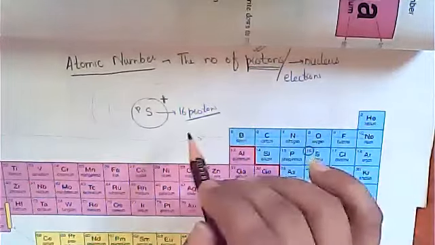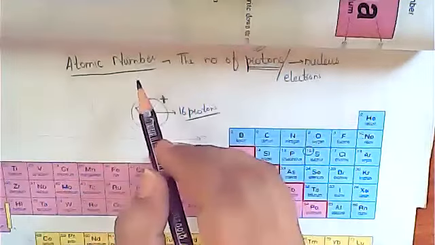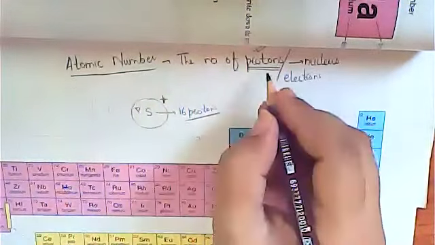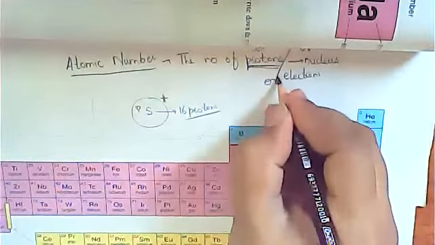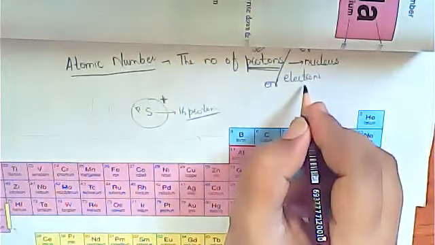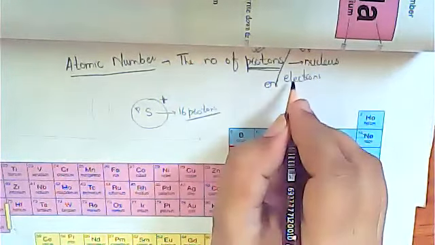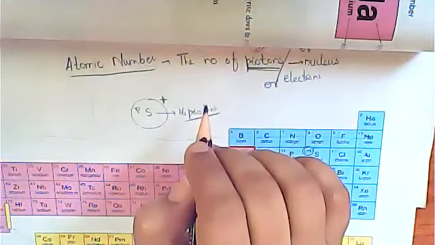So whenever you are going to explain atomic number, you will write the number of protons or electrons. Either count the number of protons or the electrons. So that total number of protons or electrons is called the atomic number of a particular element.